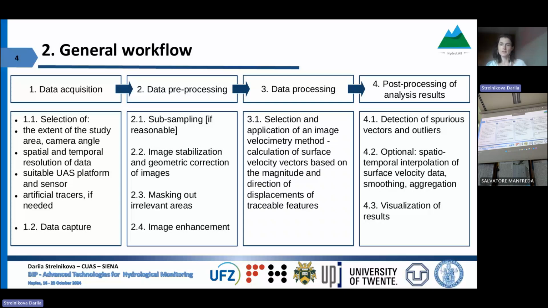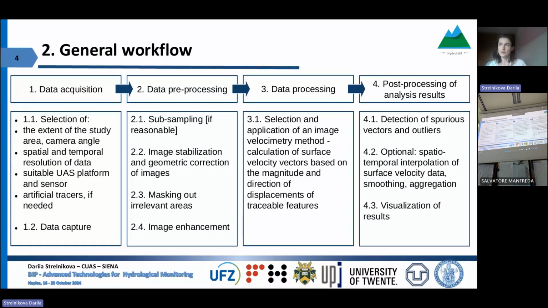When we have the data, we start pre-processing it in the second stage of the workflow. Very often we need to subsample the data. We do not use all of it. We need to stabilize images because drones are not very stable inherently, and the imagery is very often shaky. Then there are some distortions introduced by camera angles or lens parameters, which have to be removed. There is masking out of irrelevant areas, and there is image enhancement.